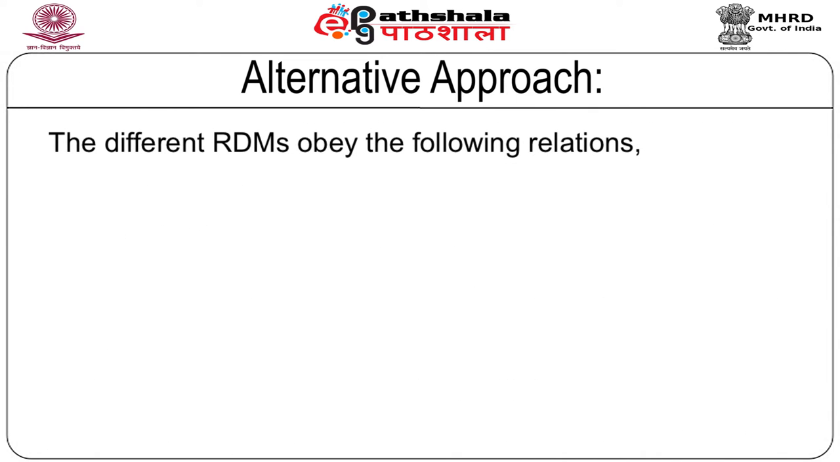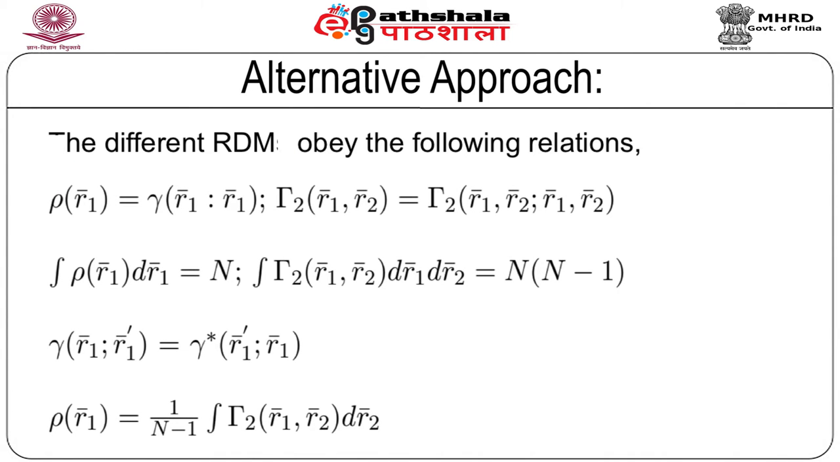So we have introduced three different reduced density matrices, which are given by rho, this capital gamma 2, and this little gamma. And they obey various relations among themselves. For example, rho of r1 is equal to little gamma r1 r1. And if you integrate rho of r1 over r1, what one gets is the total number of electrons n. Similarly, one can take this capital gamma 2 and integrate over r1 and r2, that gives rise to n times n minus 1. One can take this little gamma and interchange this coordinate r1 and r1 prime, and that is equal to gamma provided it is complex conjugated.